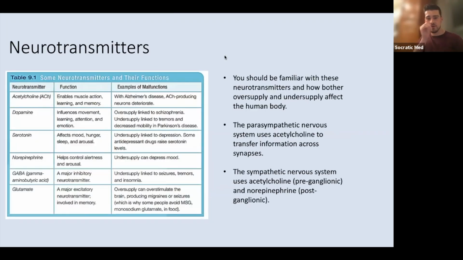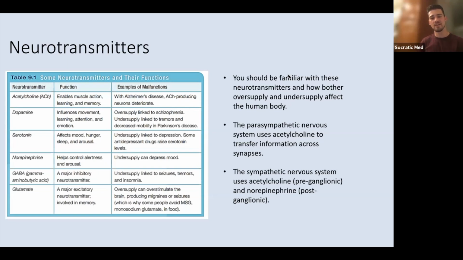Okay, so neurotransmitters. You should be familiar with the neurotransmitters and how both oversupply and undersupply affect the human body. This to the left gives you all of the major neurotransmitters that you'll see. Acetylcholine, definitely dopamine, serotonin. I would definitely familiarize yourself with all of these and their basic functions. And then for the two lower ones, GABA and glutamate, the context in which they'll ask questions is really just whether they're inhibitory or excitatory.